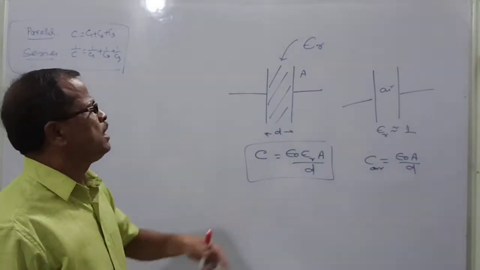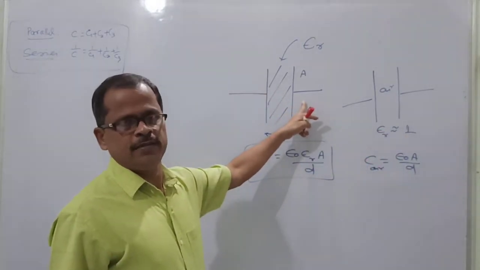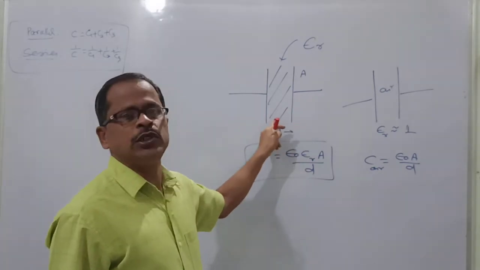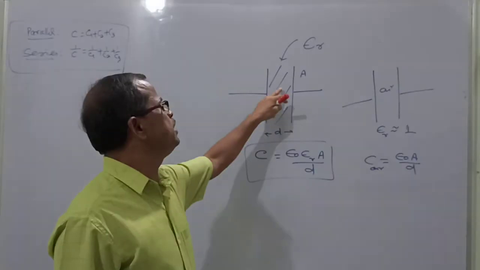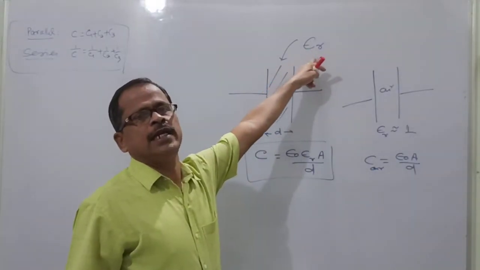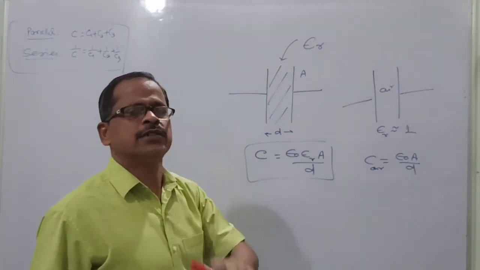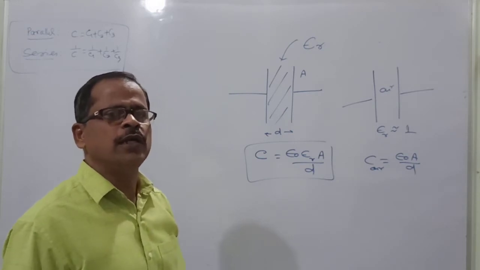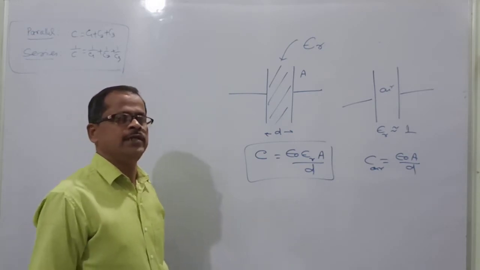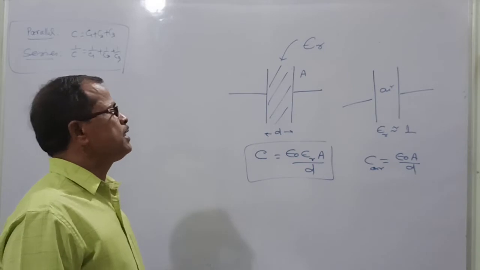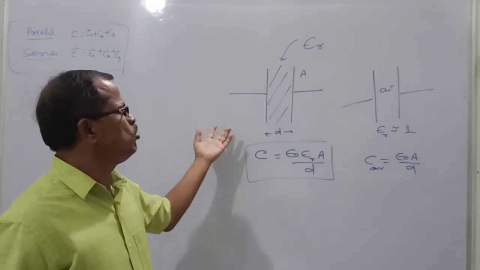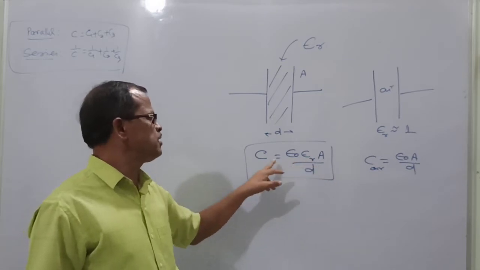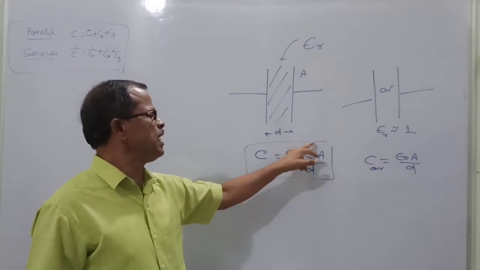Again I am telling, A is the area of the plates, D is the distance between the two plates. The gap between the two plates is filled with a medium having dielectric constant epsilon r. This is also called relative permittivity. But in a capacitor, the word dielectric is much more meaningful, that's why you will say the dielectric constant is epsilon r. C is equal to epsilon 0 epsilon r A by D.